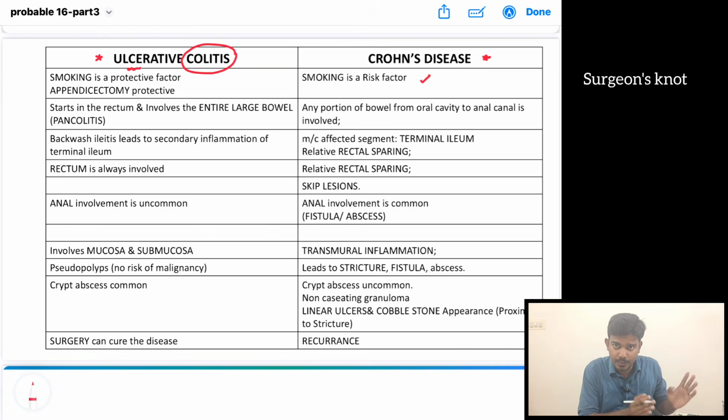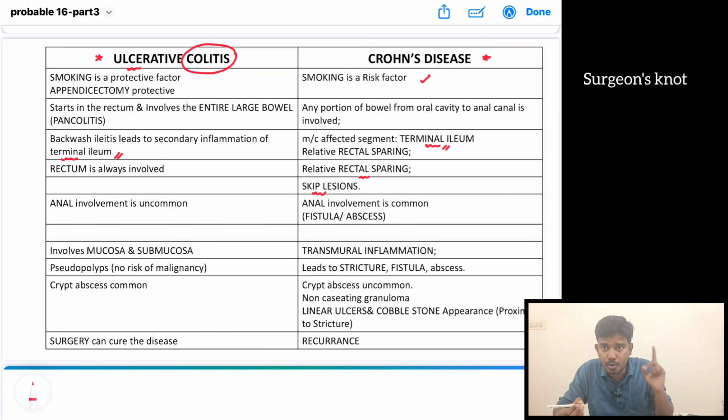It starts from the rectum and ends at the cecum. Sometimes there can be backwash ileitis, so there can be involvement of the terminal ileum. Whereas in Crohn's disease, the terminal ileum is the most common site involved. In ulcerative colitis, the rectum is always involved, whereas in Crohn's disease, the rectum is relatively spared compared to ulcerative colitis. Relative rectal sparing.